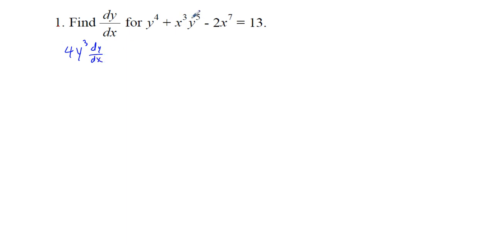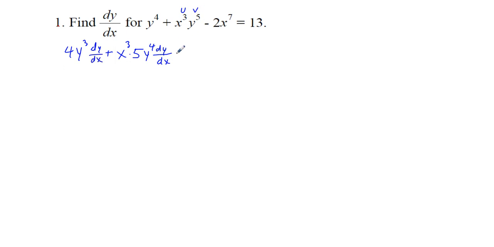And then we have x cubed y to the 5th power, and this is going to be a product of an x variable and a y variable monomial. So what we're going to have is the original x to the 3rd power times the derivative of y to the 5th power. And the derivative of y to the 5th power with respect to x is going to be 5y to the 4th power, and then we're going to have dy dx.